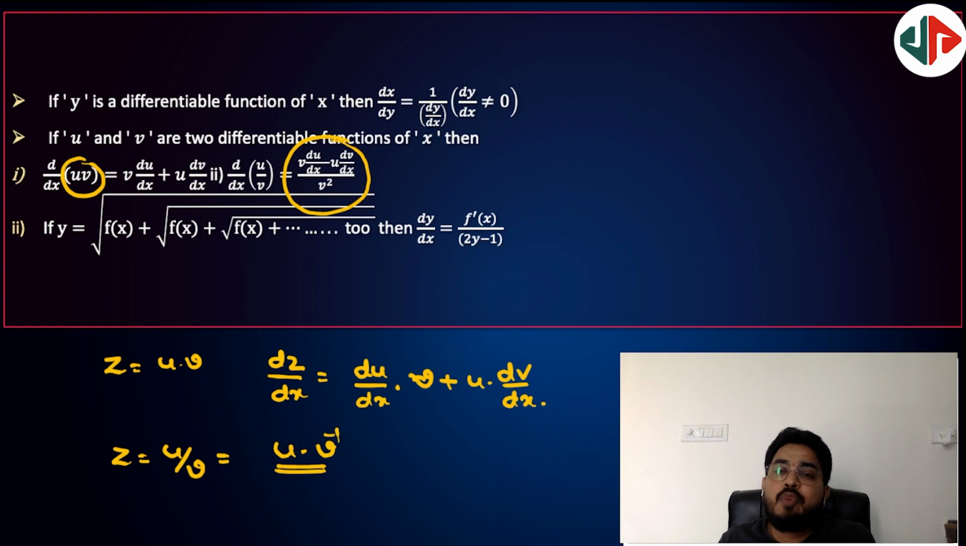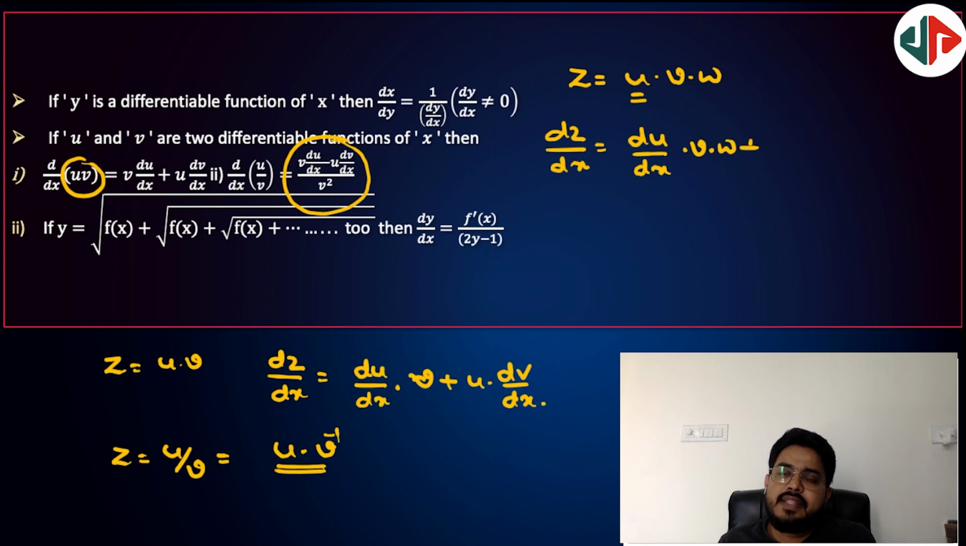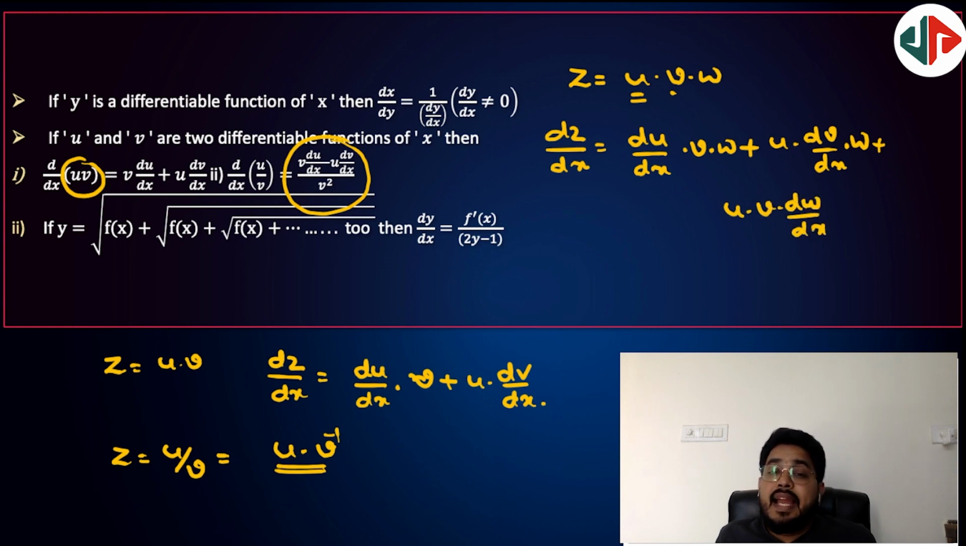But here product of two, if more functions are there, z is equal to u into v into w. I need dz by dx. Simply differentiate this one by assuming all other things are constant, plus next differentiate this one u into dv by dx into w plus u into v into dw by dx. And for example, z is equal to like f of x into g of x into h of x. Here, like this, more functions are there.